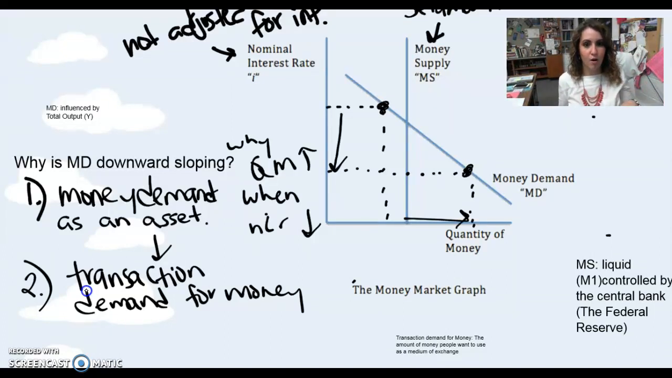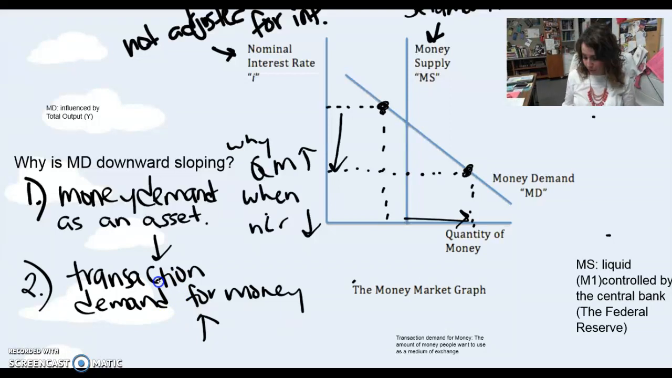So if interest rates are low, I don't want it as an asset. I do want it for a transaction. And so my transaction demand for money will go up because there's no point, once again, to have it as an asset in the bank and savings. I'd rather just keep it in my pocket. So I'm going to demand money for transactions and not demand it for savings. And so that's why there's more money in circulation, because my transaction demand is high if interest rates are low.